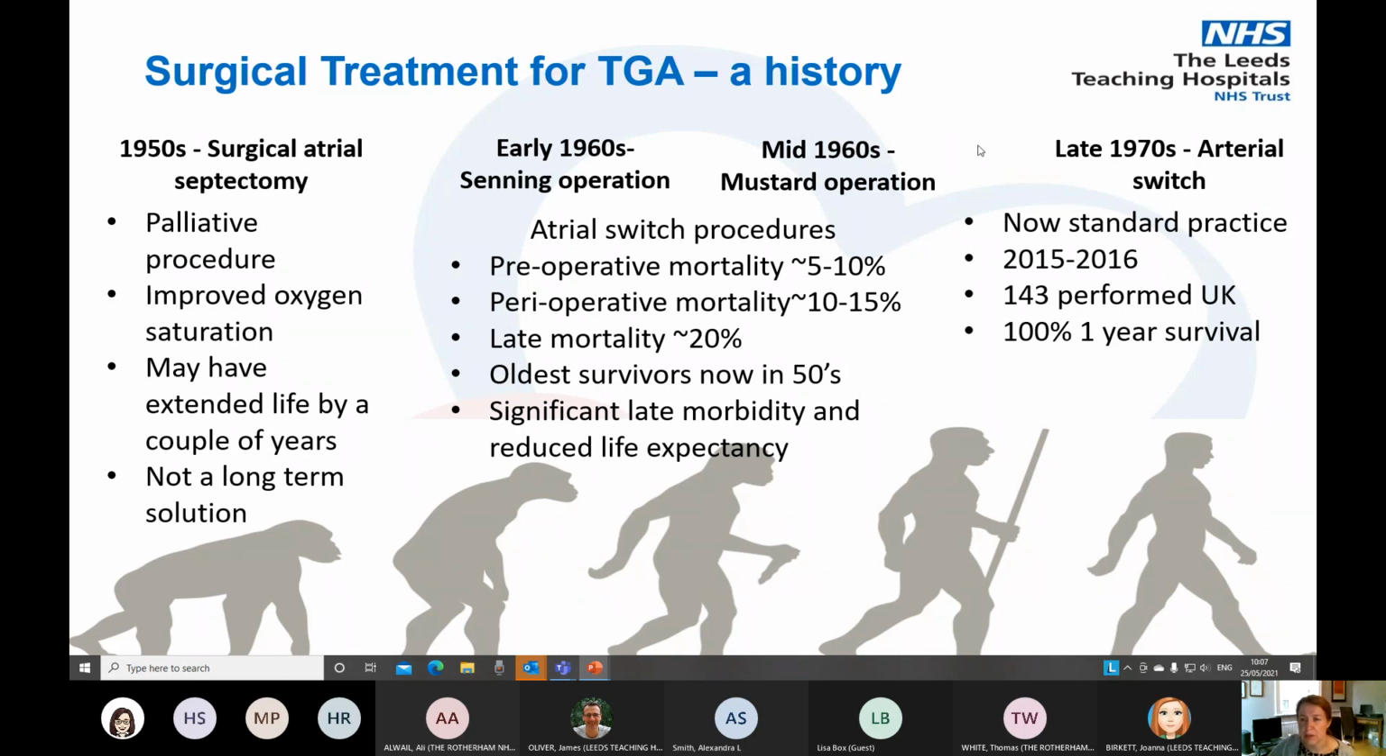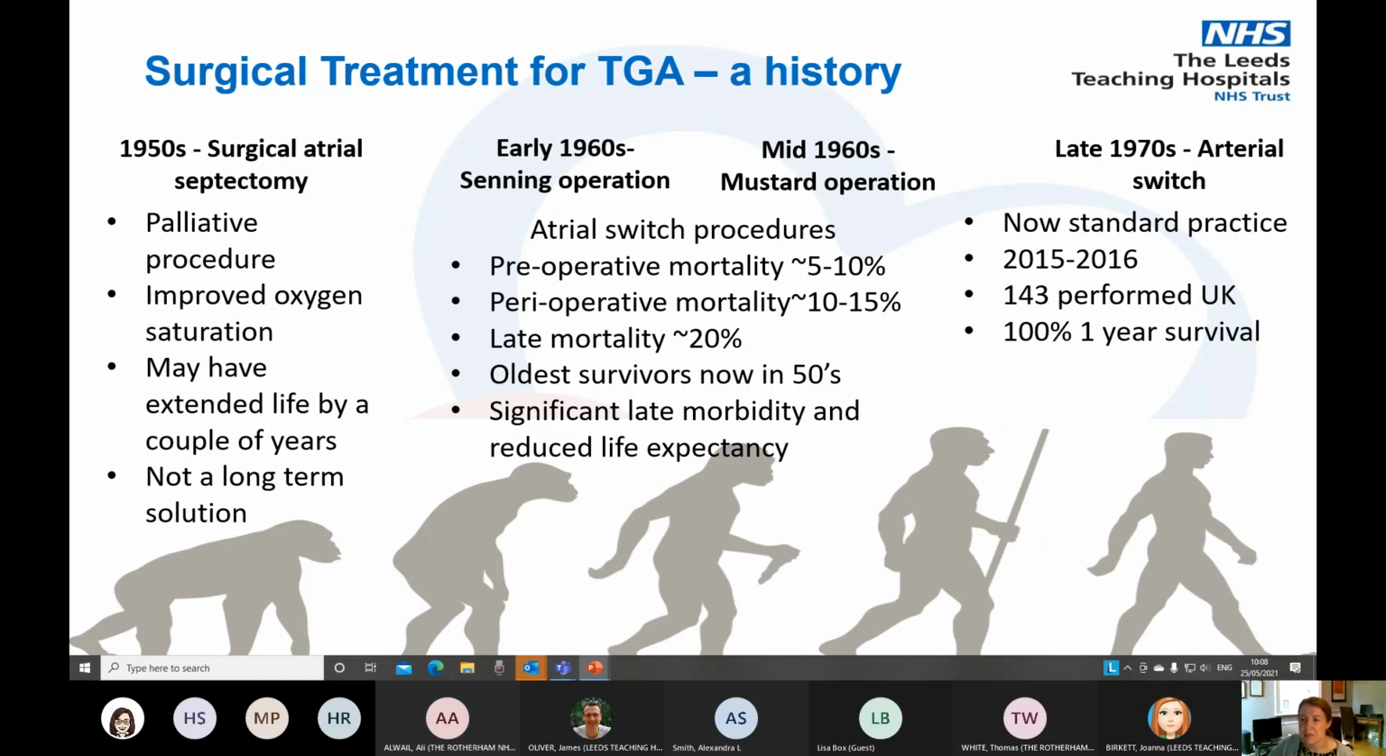Without giving away secrets, I was born in 1970, so I would have been somewhere in between the Mustard operation and introduction of the arterial switch, but would definitely have had an atrial switch. So if that was me, I would have been looking at death in my 50s, which is a bit depressing.